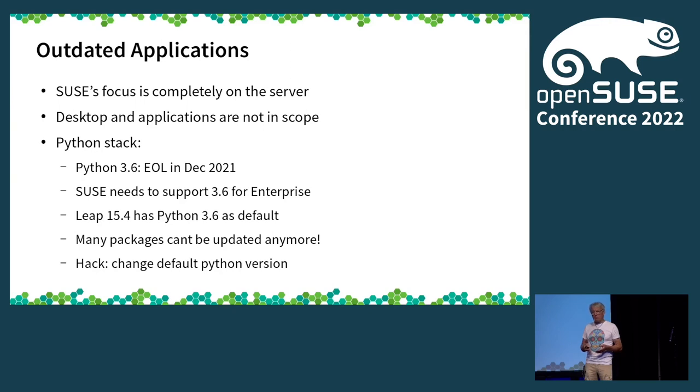For those who can deal with it, 15.4 ships as well Python 3.9 and 3.10, and we can change this with update-alternatives, but this is not something that an average user could do. And that also means some packages we cannot build, as it is building against the default interpreter, which is Python 3.6.